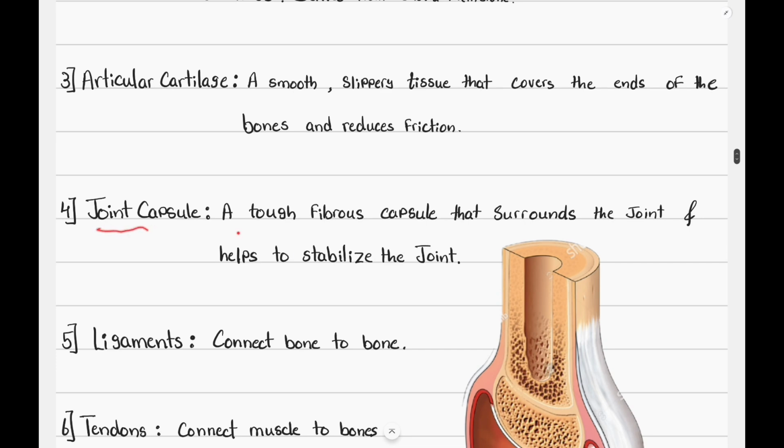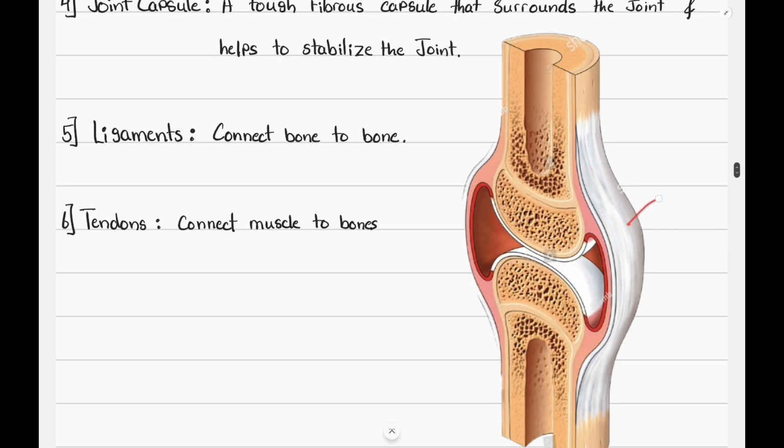Joint capsule. The joint capsule is a tough fibrous capsule that surrounds the joint and helps to stabilize the joint. So this is the joint capsule, the white colored capsule which stabilizes the joint. This was our joint cavity filled with synovial fluid. The white colored cartilage was our articular cartilage.